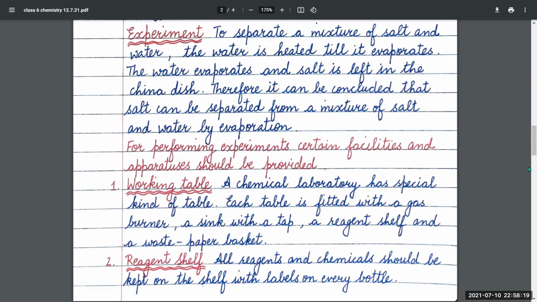Now, for performing experiments, certain facilities and apparatuses should be provided, like a working table. A chemical laboratory has a special kind of table. Each table is fitted with a gas burner, a sink with a tap, a reagent shelf, and a waste paper basket. Reagents and chemicals should be kept on the reagent shelf with labels on every bottle.